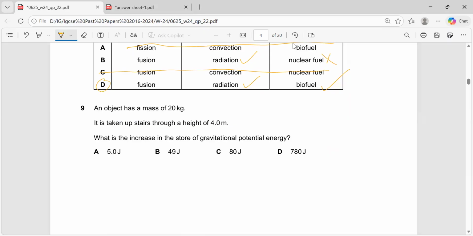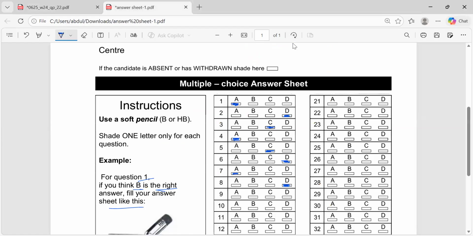An object has a mass of 20 kilograms. It is taken up the stairs through a height of 4 meters. So mass is given, height is given. What is the increase in the store of potential energy? Either it is an increase or a decrease, the formula is the same. So delta EP will be equal to mg delta H. Straightforward question. 20 times 9.8 times 4, and when you simplify it, the answer comes to be 784. So it is D. So answer for question number 9 is also D.